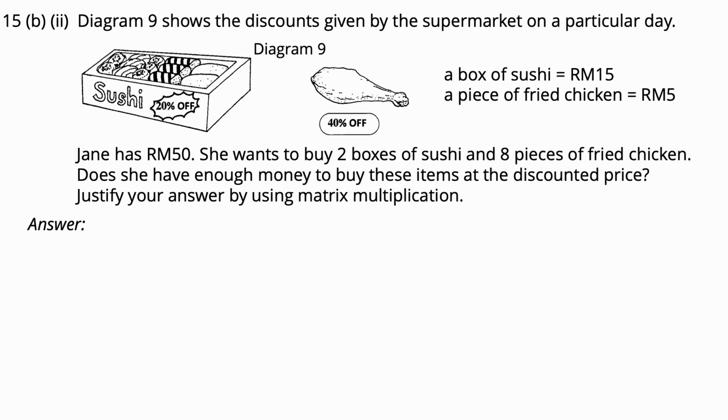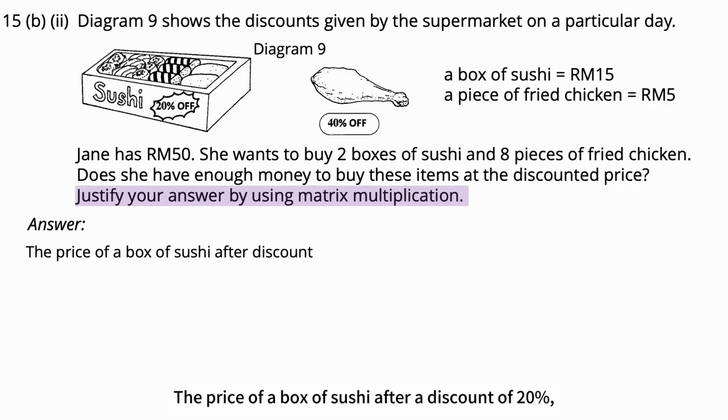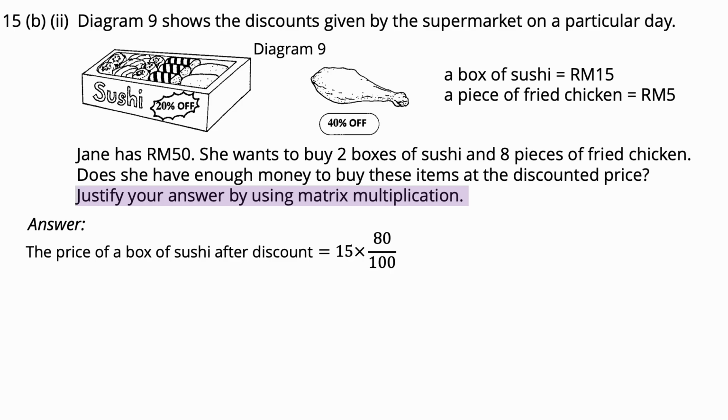B2. Jane has Rm50. She wants to buy 2 boxes of sushi and 8 pieces of fried chicken. Does she have enough money to buy these items at the discounted price? Justify your answer by using matrix multiplication. If a 20% discount is applied to a box of sushi, 80% of the amount must be paid. The price of a box of sushi after a discount of 20% equals 15 times 80%. That's 12 ringgit Malaysia.